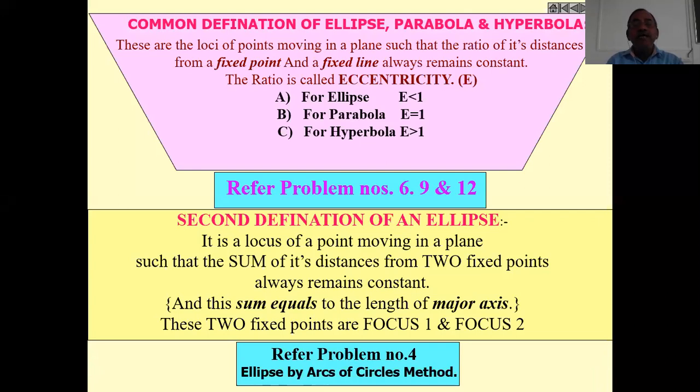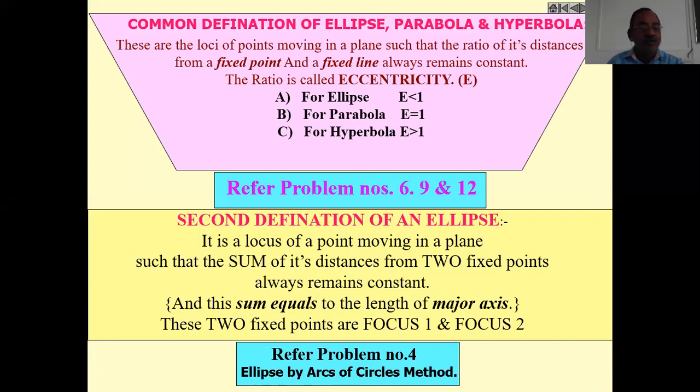So there is a mathematical definition for the ellipse. You can define it in any way, but this is one way. I'm just reading it out. It is a locus of a point moving in a plane such that the sum of its distances from 2 fixed points always remains constant. The sum of its distances, S-U-M, sum. There are 2 fixed points.